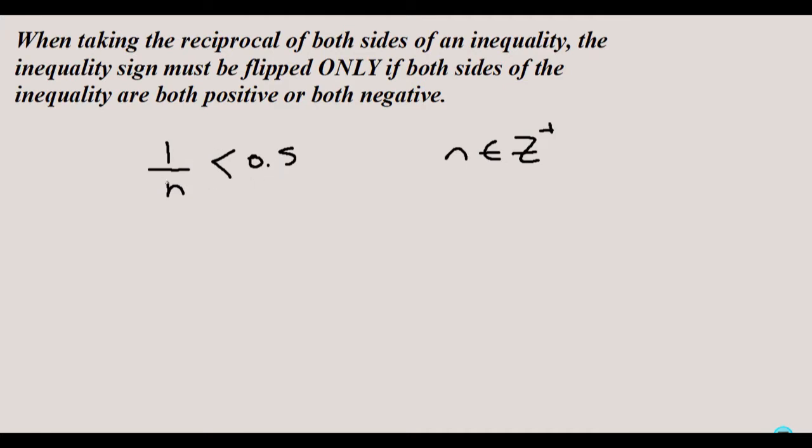Taking the reciprocal of both sides of this inequality gives you n is greater than 1 over 0.5, which is 2. And therefore, you know that n is 3 or more. If n is 3, 1/3 is less than 0.5, 1/4 is less than 0.5, and so on. If both sides have different signs, for example, one is positive and the other is negative, even if you take the reciprocal of both sides of the inequality, the positive will still remain the greater side.